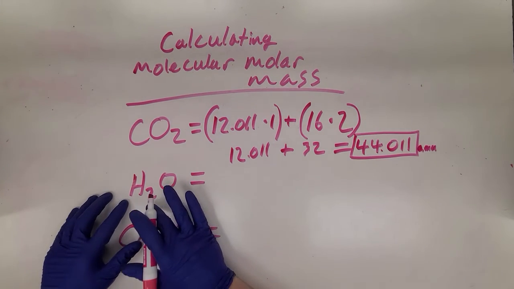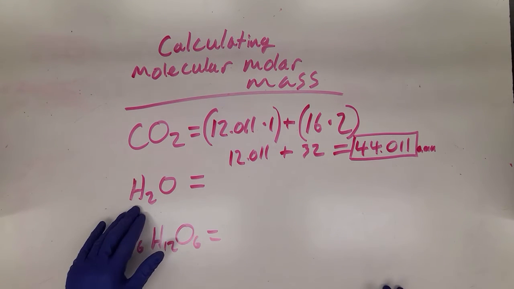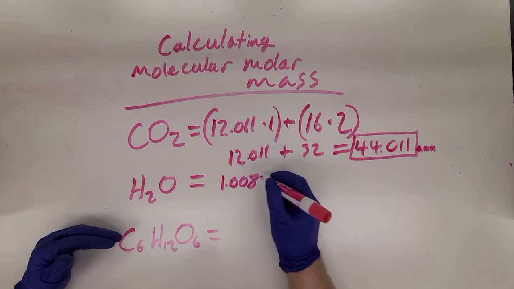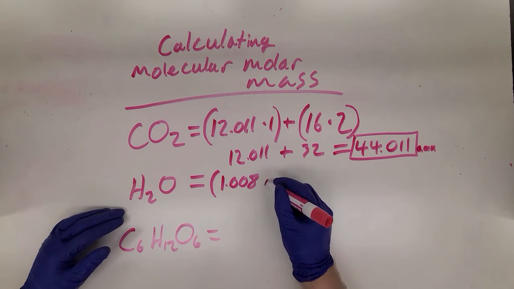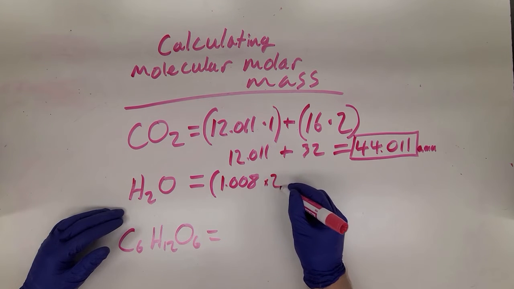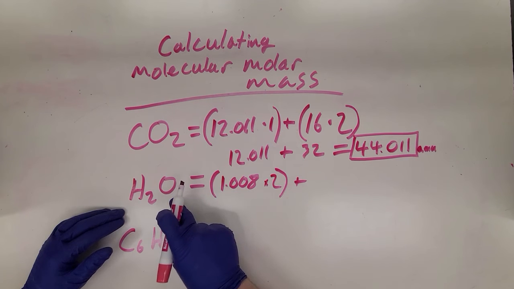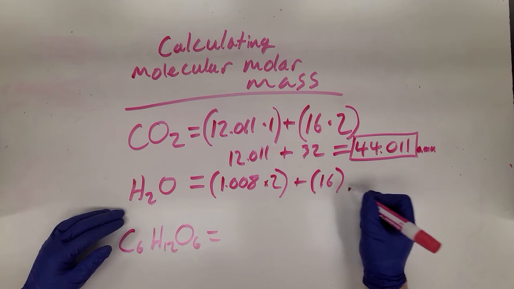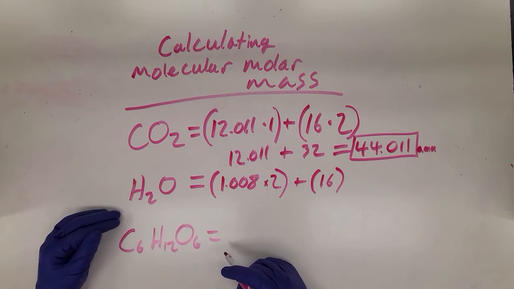Okay. Water has 2 hydrogens and 1 oxygen in it. So the first thing we've got to do is take a look at what the atomic mass of hydrogen is. That is 1.008, and there are 2 of them. So we're going to put these in parentheses again and multiply it by 2. Then there is an oxygen atom in here, so we're just going to leave this as 1 oxygen atom, which has an atomic mass of 16, or very, very close to it.